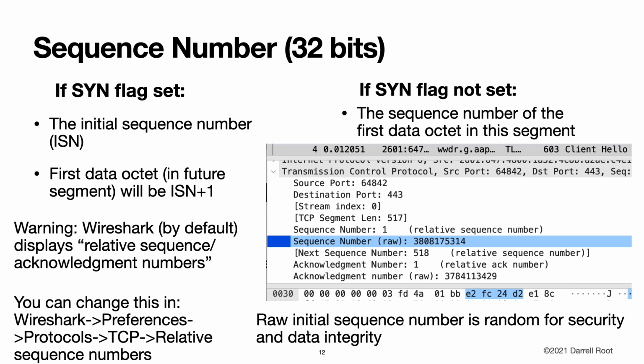The initial sequence number is random for security and data integrity. In the old days, the raw sequence number might actually start out at 1 every single time, but hackers were able to exploit that by basically predicting the sequence numbers. So now the sequence number starts out with a random number.